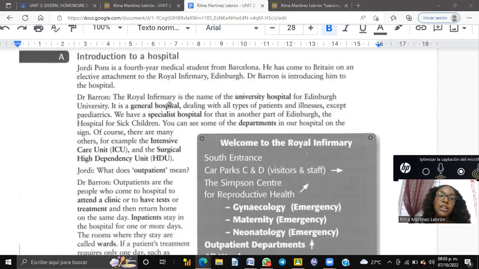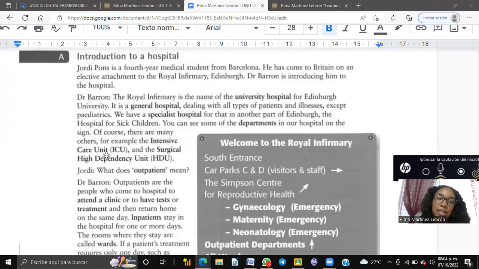Dr. Baron: The Royal Infirmary is the name of the University Hospital for Edinburgh University. It is a general hospital dealing with all types of patients and illness, except pediatrics. We have a specialist hospital for that in another part of Edinburgh, the Hospital for Sick Children. You can see some of the departments in our hospital on this sign. Of course, there are many others.